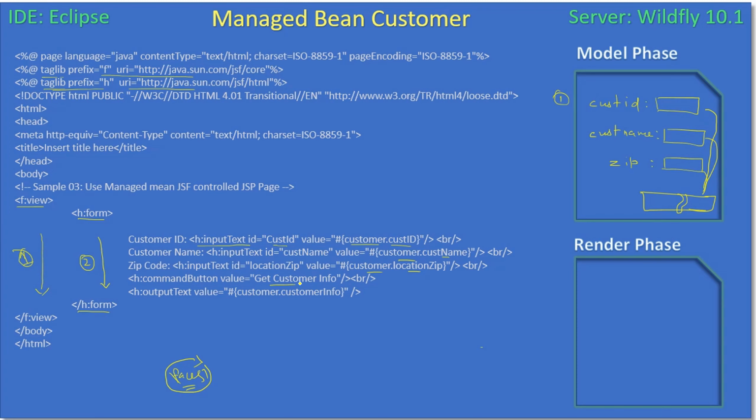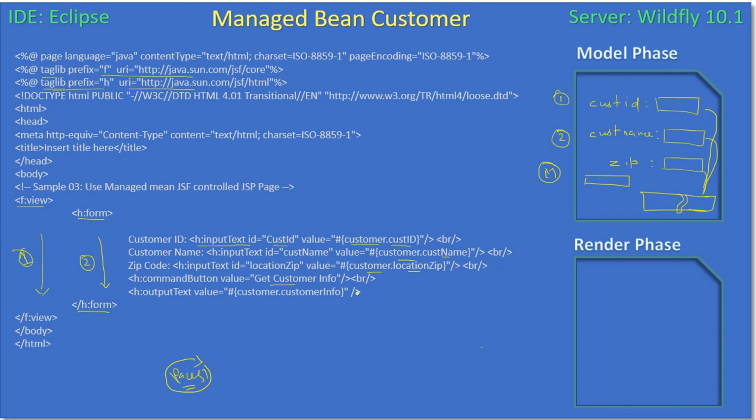When the user clicks the submit button, during that time we come into the model phase. During the model phase, the user will type something here and click this command button. There will be one command button, and that command button reads get customer info. So the user clicks this and the data will be submitted to this same page again, and that's what we call the model phase once the user submits it. During the model phase, the data will get read and stored inside the bean.